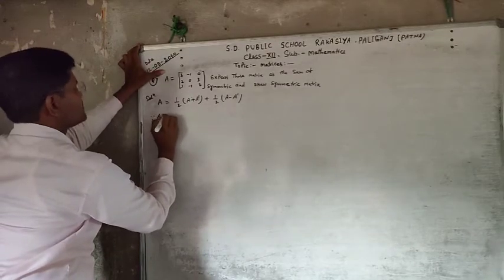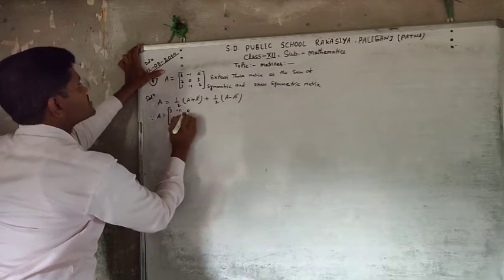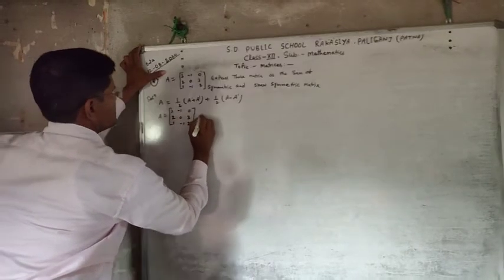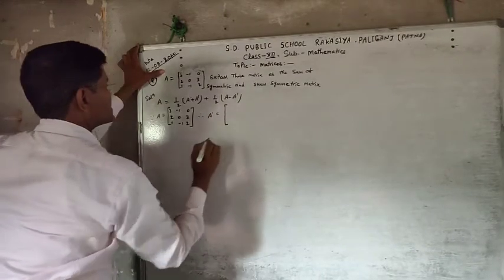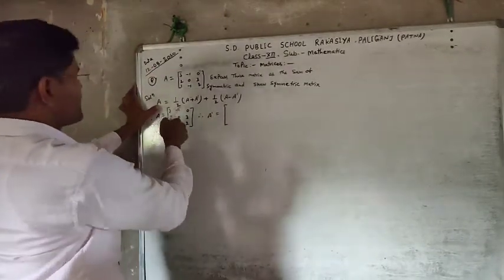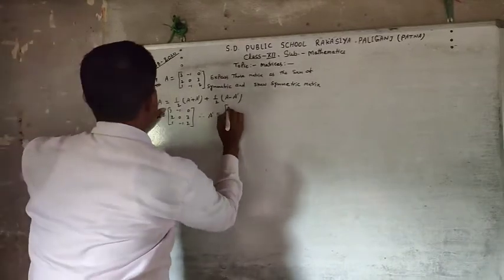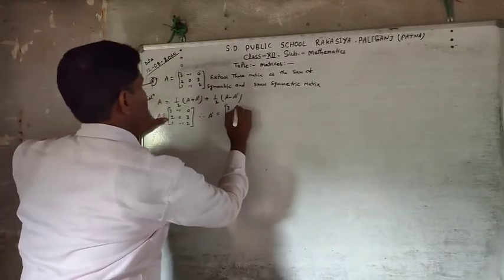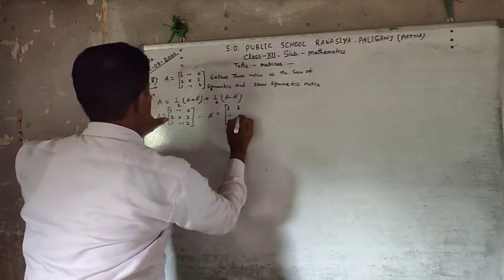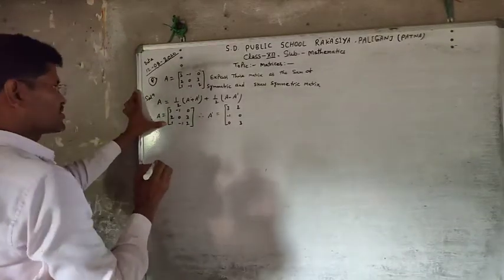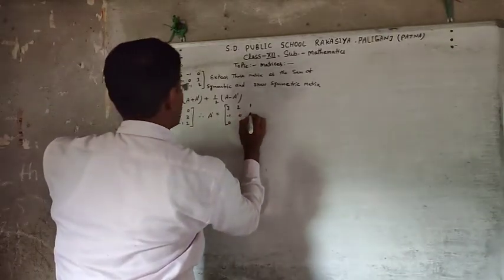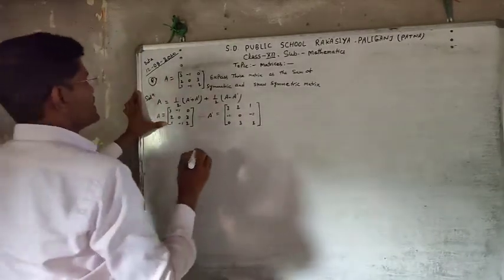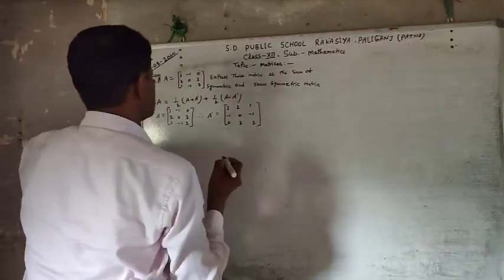Since matrix A is given [3, -1, 0; 2, 0, 3; 1, -1, 2], therefore A transpose can be written by interchanging the rows and columns: [3, -1, 0] first. Second row interchanged into second column: 2, 0 and 3. Third row interchanged into third column: 1, -1 and 2. Therefore A plus A transpose can exist.